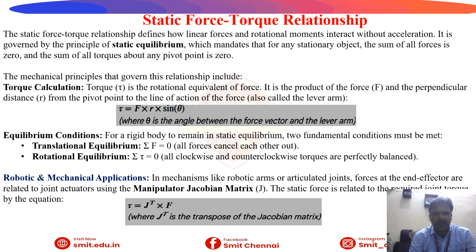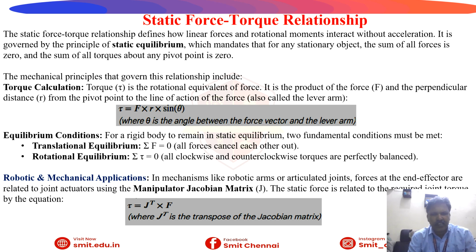These are the equilibrium conditions for a system to be in static equilibrium. Two fundamental conditions, that is, translational and rotational equilibrium. Translational equilibrium: summation of F equal to 0, all forces cancel each other out. Rotational equilibrium: summation of tau equal to 0, all clockwise and counterclockwise torques are perfectly balanced.